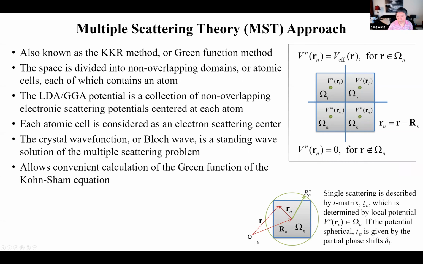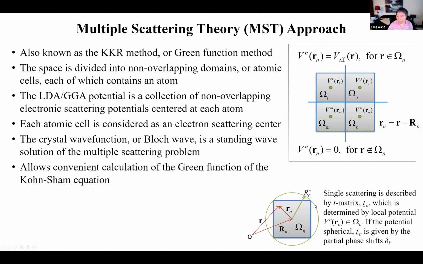For each given atomic cell, you can calculate the T matrix for this given potential. Remember, this potential is defined inside this domain and is zero outside. So it is a local potential, and you can calculate the T matrix for it. I'm not going to talk about how the T matrix is calculated, but just remember that you can calculate the scattering matrix corresponding to the potential. I'll find some other time to discuss how this is done.